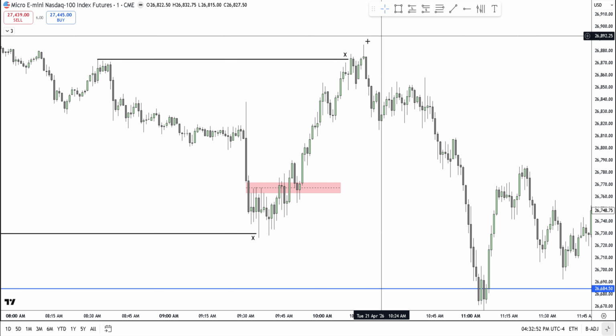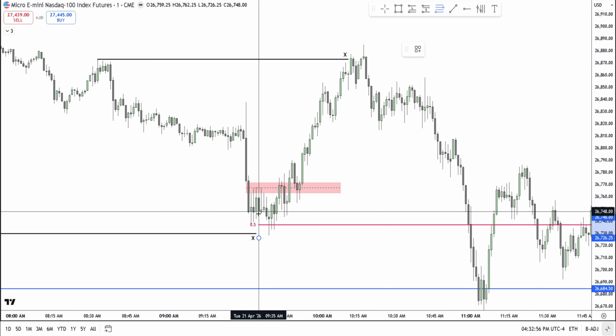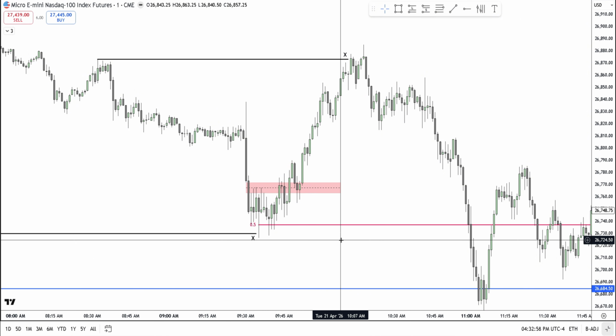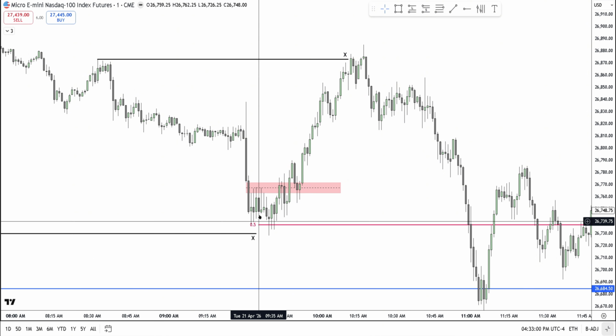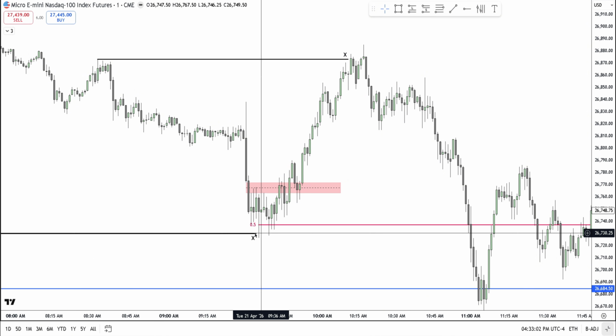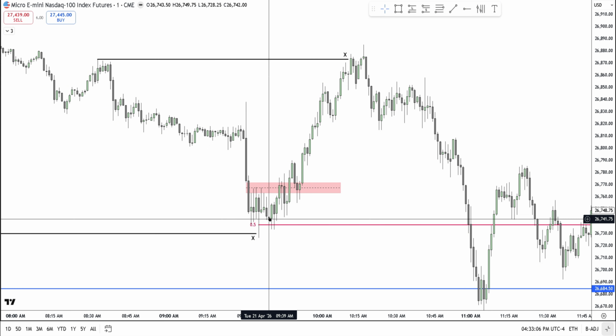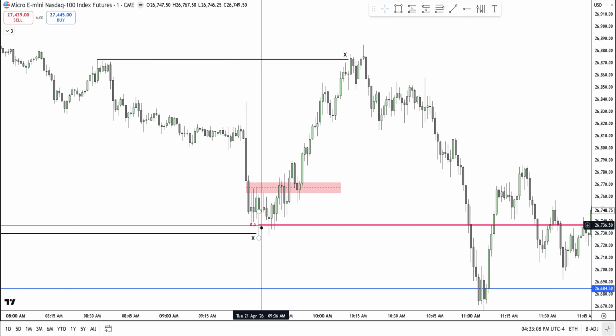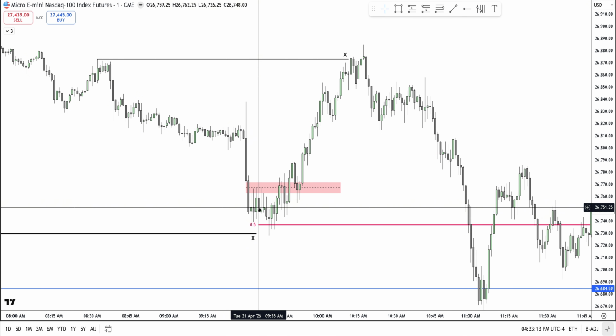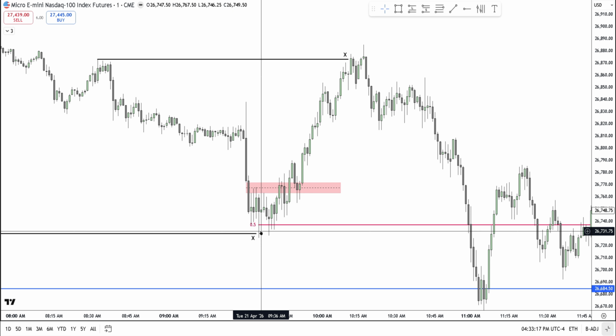Now, the last entry model from ICT I like to trade is a rejection block. So this wick is the rejection block. It takes out this liquidity and it starts to reverse. As you can see, no bodies of these candles are closing below this 50% fib level on this wick. Rejection blocks, just think about them as wicks that take liquidity and form reversals.